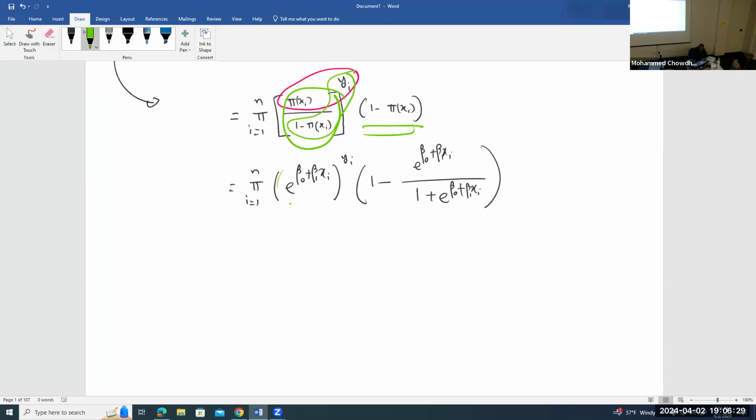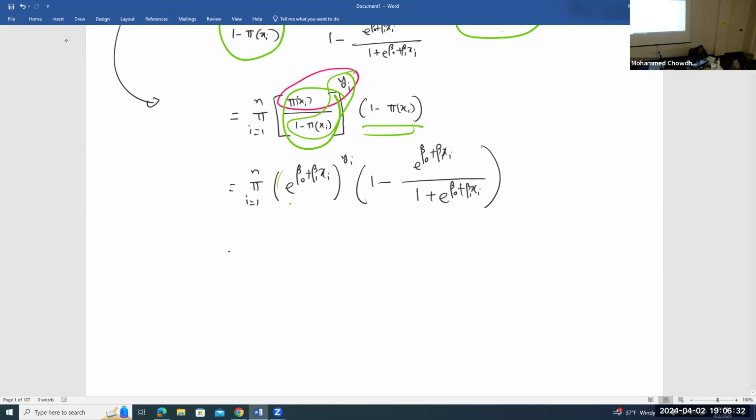Now I can write from there, the product over i goes 1 to n. Then I can write here e to the power beta 0 plus beta 1 xi to the power yi. And then finally it could be written as 1 over e to the power beta 0 plus beta 1 xi. Okay, these are the things.